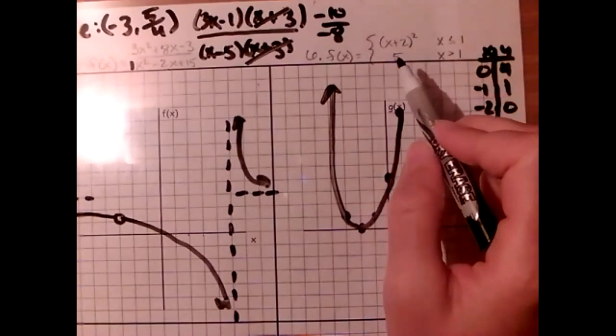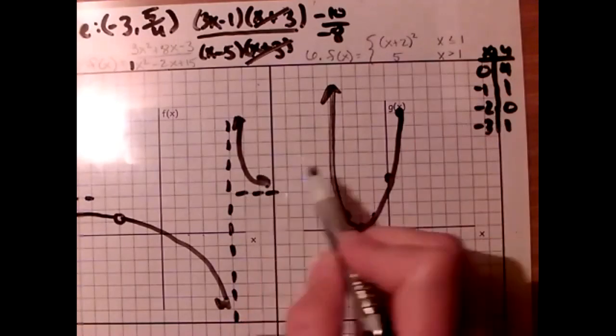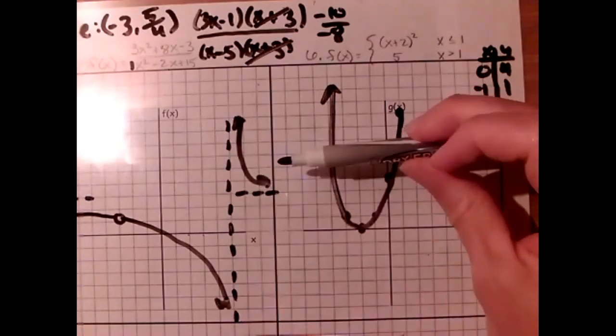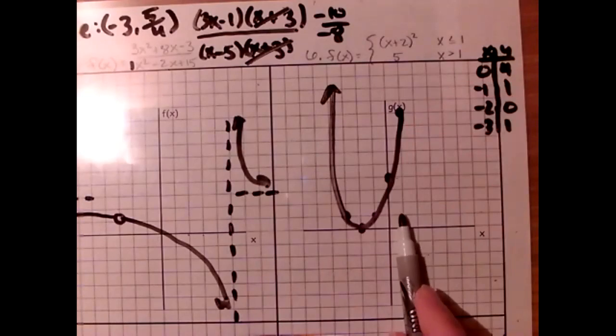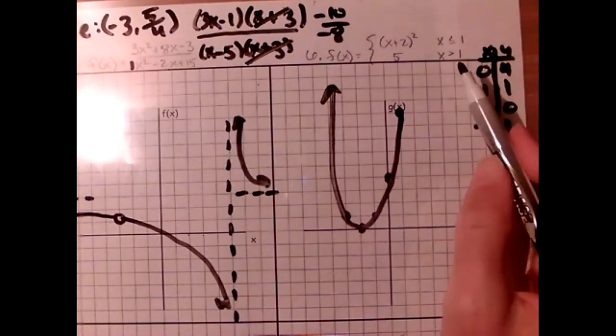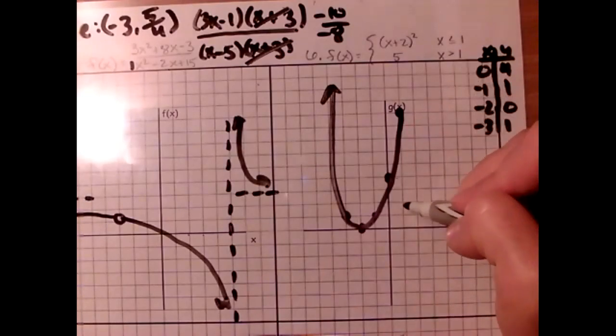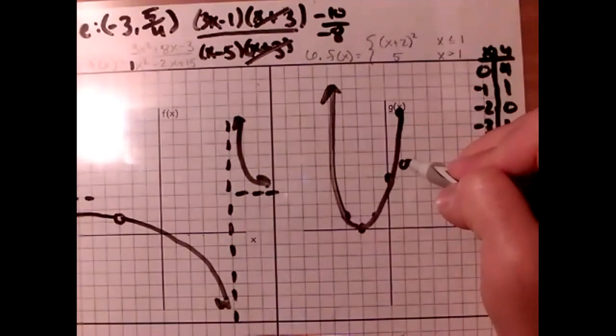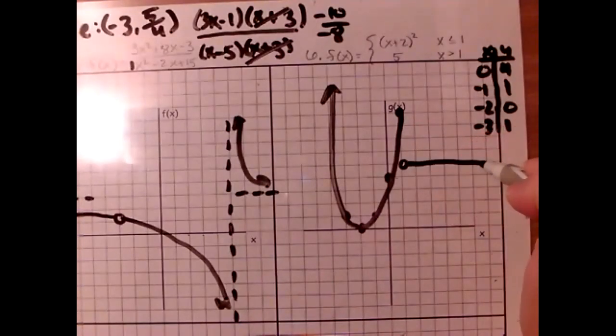And then 5 is just a constant function. That's just going to be a flat line at 5. Instead of the whole way across, we only want it from 1 onwards. And we will put an open circle there. So open circle at 1, 5, and then it will continue like that.